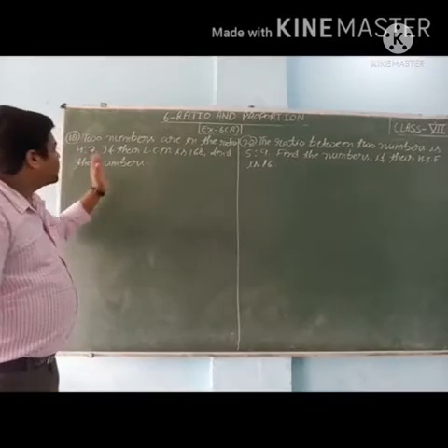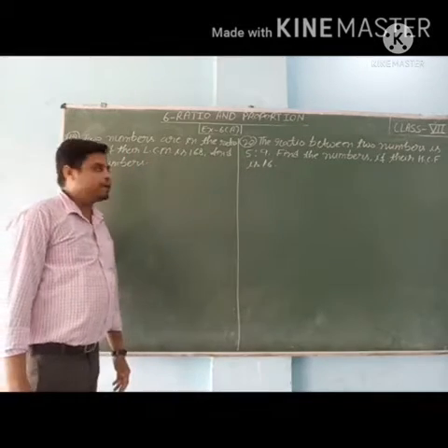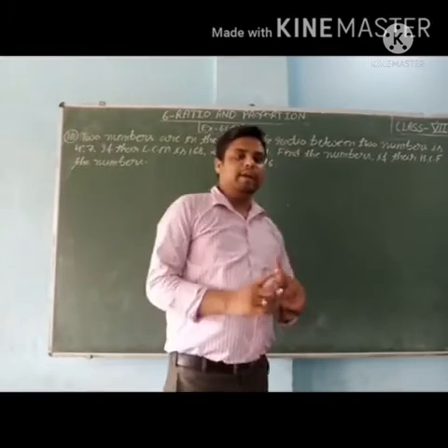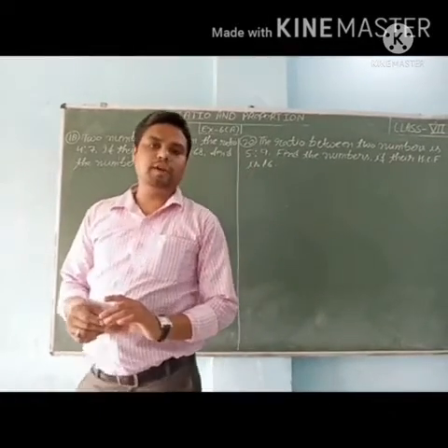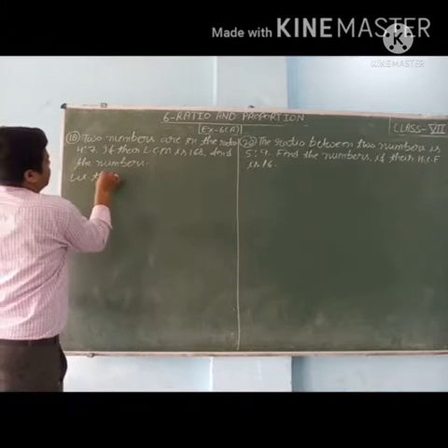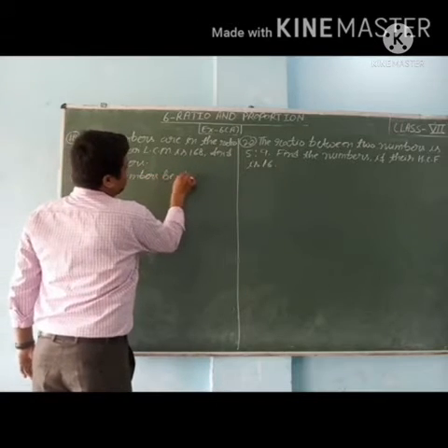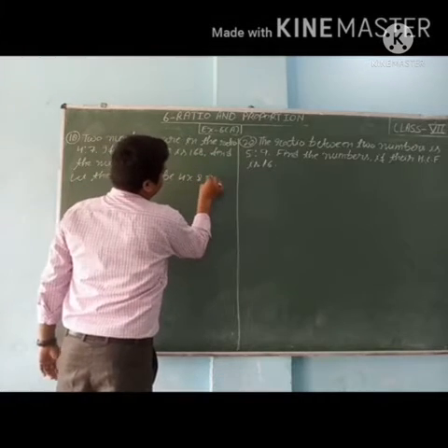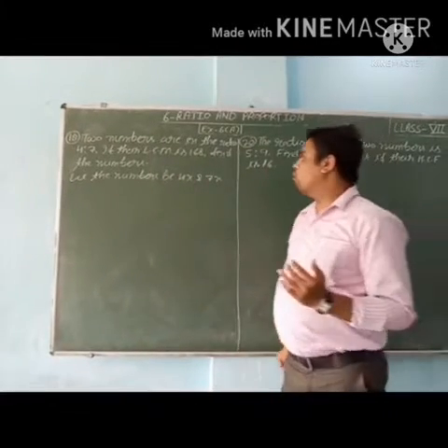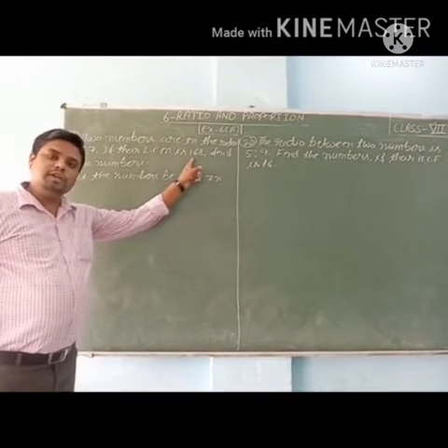In exercise 6a, now it is the turn of 18 sum. That is, two numbers are in the ratio 4:7. If their LCM is 168, find the numbers. So, two numbers are in the ratio 4:7 and their LCM is given 168. We have to find the numbers. See how we will. Let the numbers be 4x and 7x. Now we will find the LCM of 4x and 7x, and we can make it equal to 168.